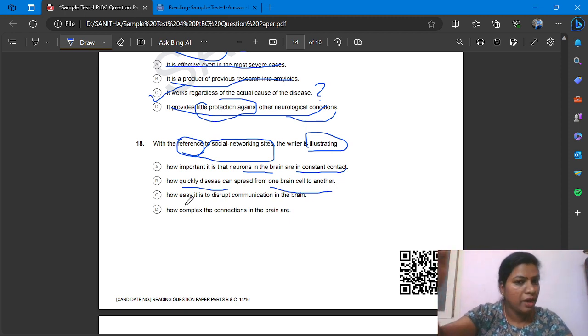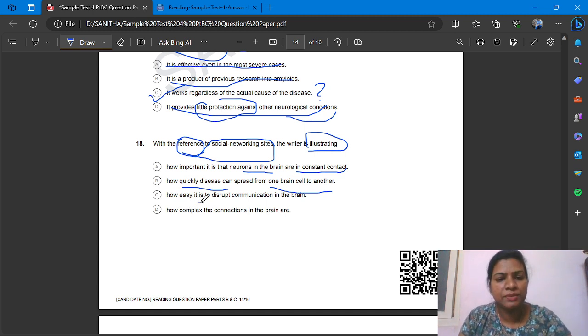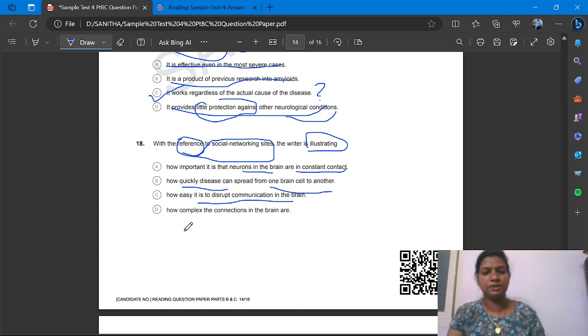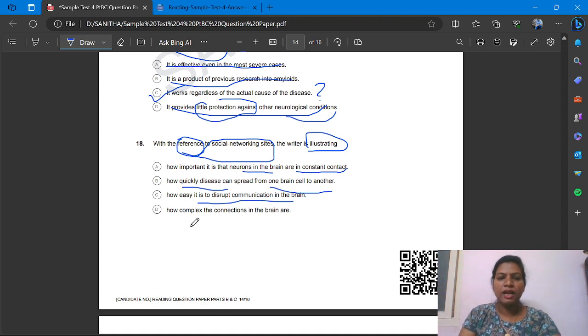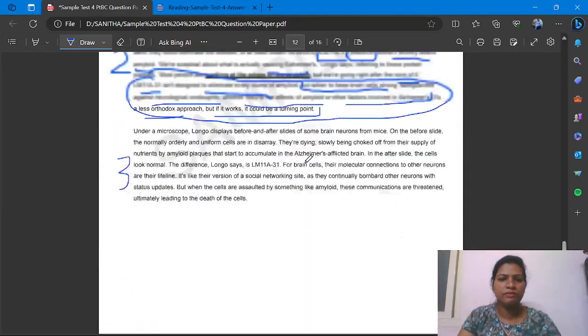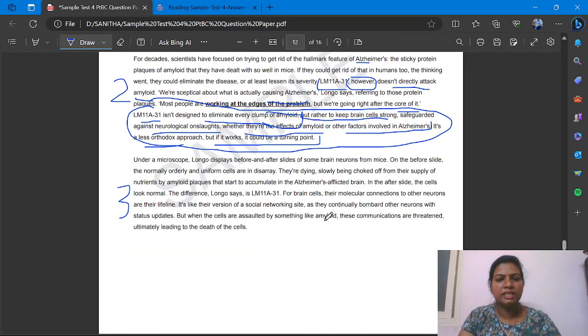We have to go to the paragraph and compare this phrase, social networking site, with the sentences. Or how easy it is to disrupt communication in the brain, and how complex the connectors in the brain are. How complex means how difficult the connectors in the brain are. These are the options we got here. Then we have to go to the social networking site; the answer is in the next paragraph.